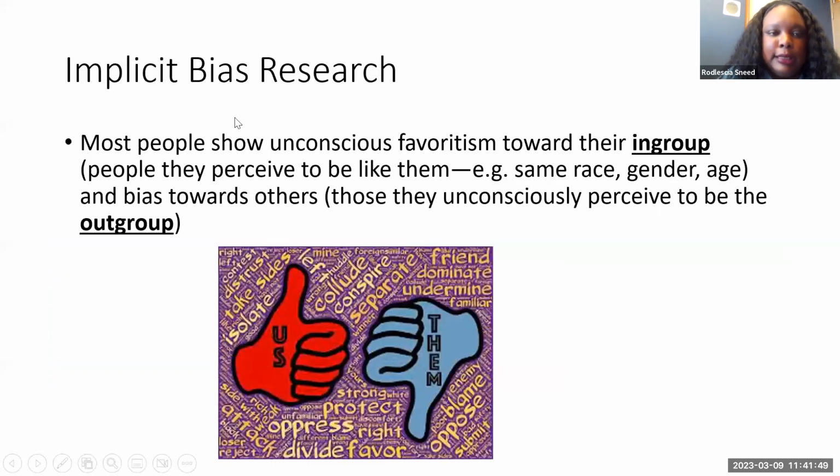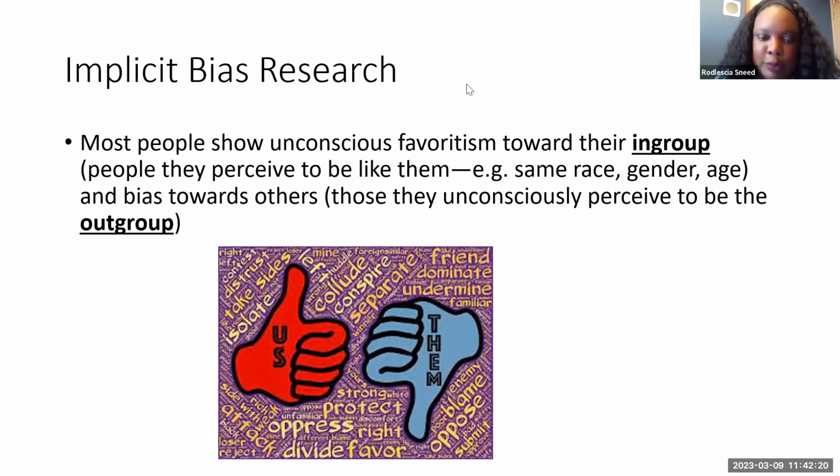So research tells us that most people tend to show favoritism toward people that they think are like them. We call these our in group. So people who are the same age as us, the same race, the same gender, people who look like us are the people that we tend to show favoritism toward. And we tend to have negative bias towards other people, people that we perceive to be of the out group. So people who aren't the same age, aren't the same race, aren't the same gender.